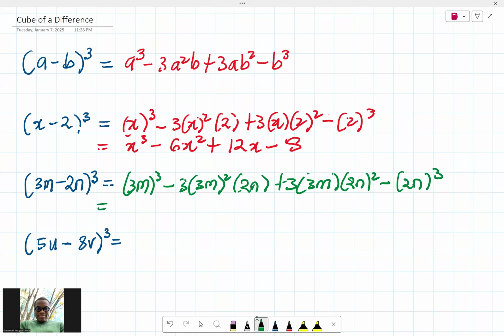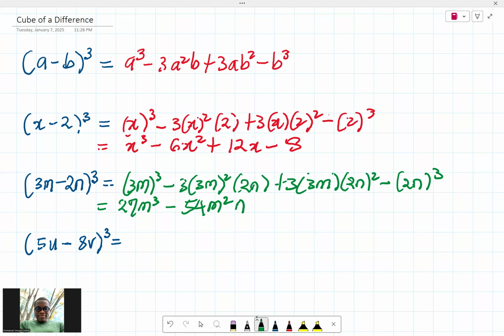So finally 3m cubed, that's 27m cubed. Then minus 3 squared is 9. So 9 times 3 is 27. 27 times 2, that's 54. That's 54m squared n. All right. 3 times 9, 27. 27 times 2, 54. So m squared n.